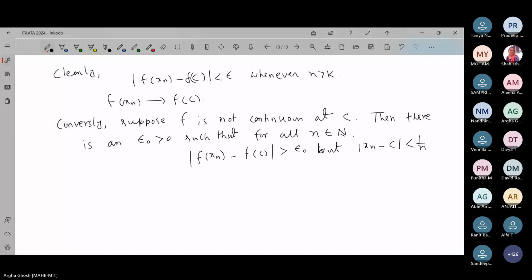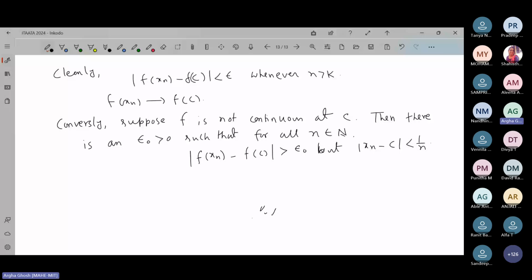Correct. Is it clear? There exists an epsilon naught greater than 0, such that whatever delta neighborhood you choose, now the delta neighborhood is the 1 by n neighborhood. For each natural number n, we are considering the 1 by n neighborhood of c, and for each neighborhood we have a point. Let's say that point is xn, because this point depends on the choice of n, and therefore |f of xn minus f of c| is greater than epsilon naught.